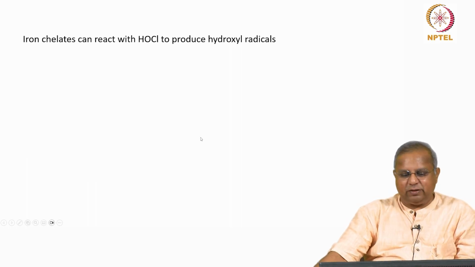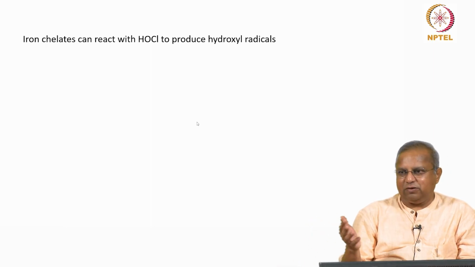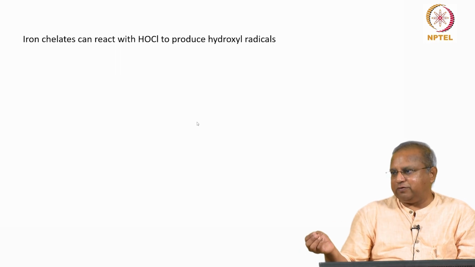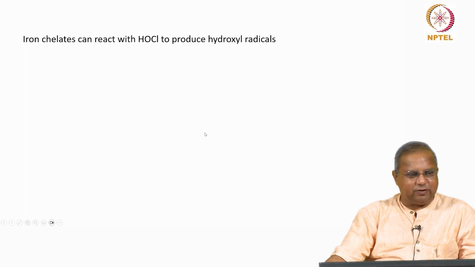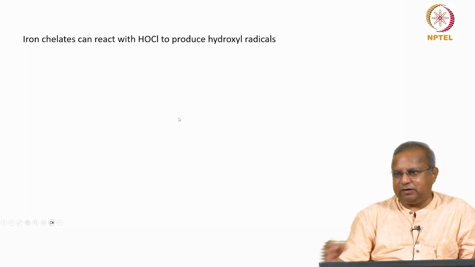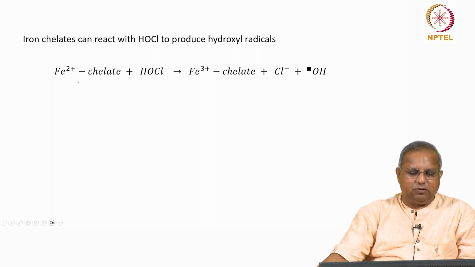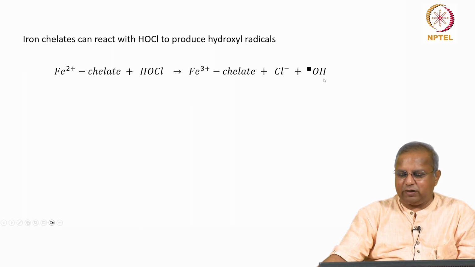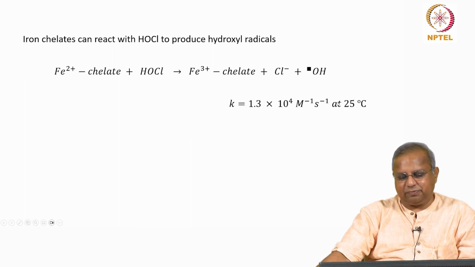I'm sure I mentioned this, all these are initiation reactions. We are looking at formation of free radicals for the first time. If you look at the left hand side of these reactions, there will be no free radicals. The right hand side would have free radicals, as simple as that. So you have iron chelate plus hypochlorous acid giving you ferric chelate plus a chloride ion and a hydroxyl radical. Okay, this is a typical reaction.